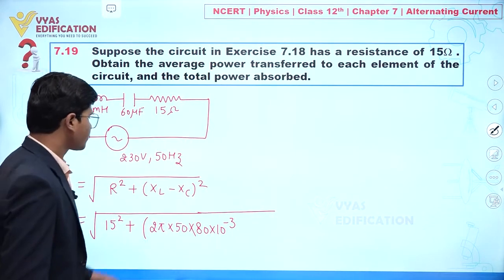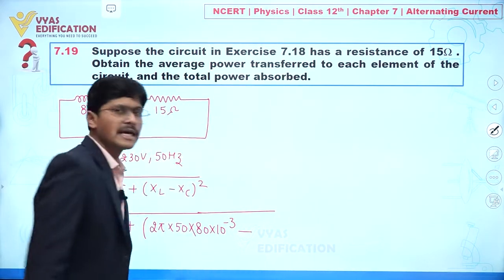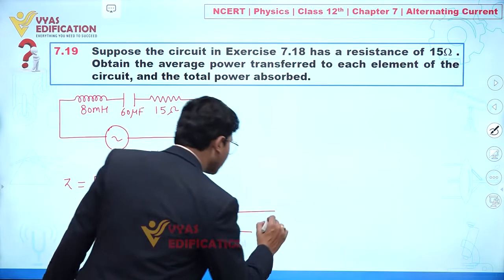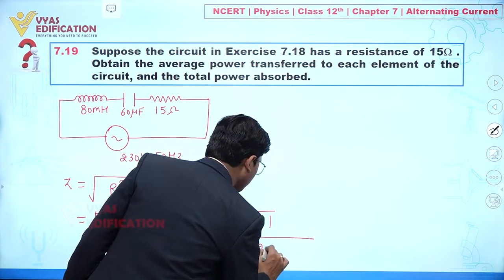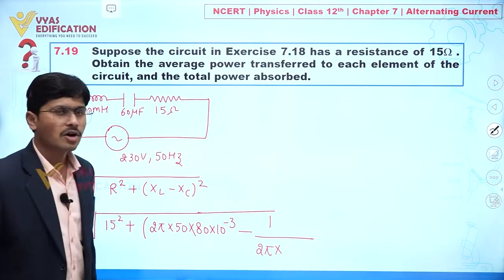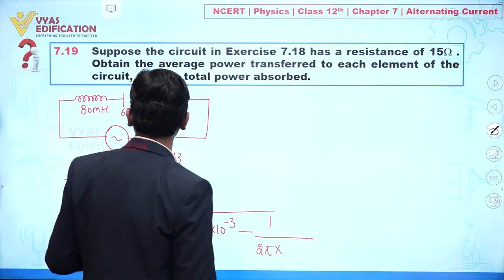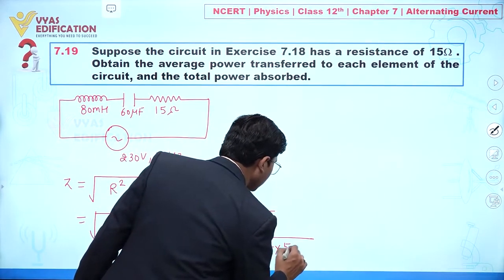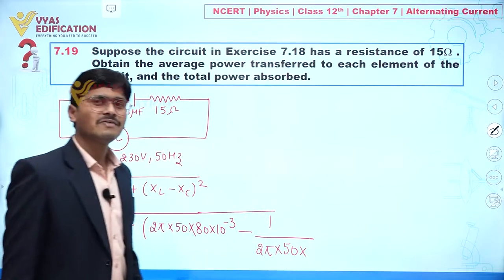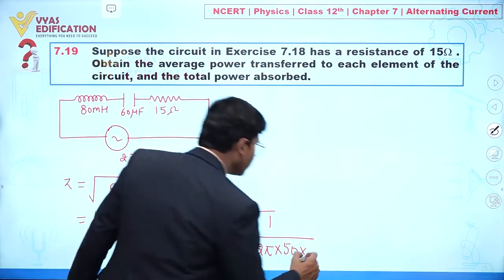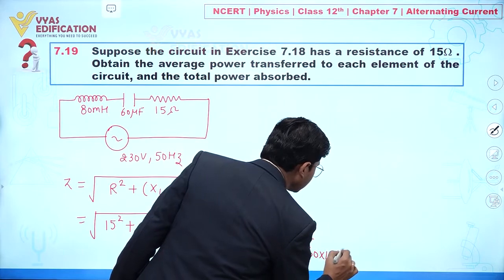And what about XC? XC equal to 1 upon omega C. This is equal to 1 upon 2 pi. What is the value of F? F is given to you, this is 50. And what about C? What is the value of capacitance? This is given as 60 into 10 to the power minus 6.